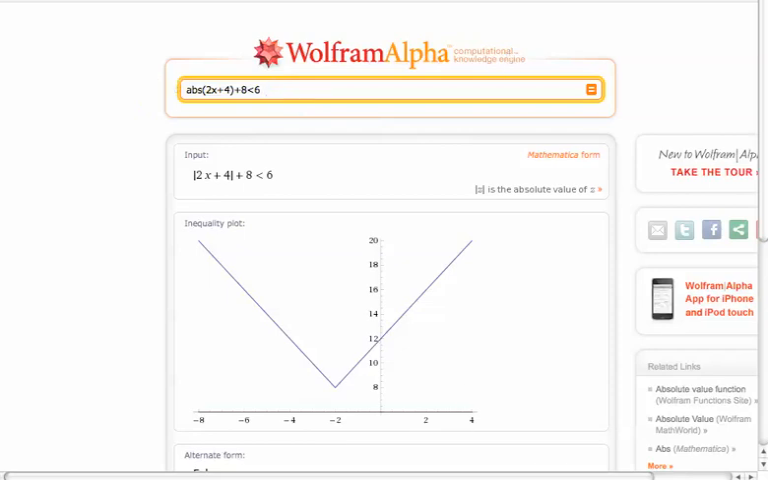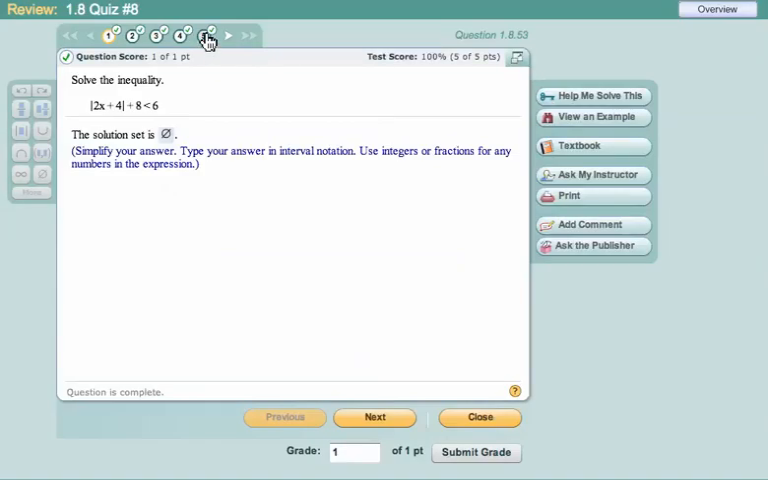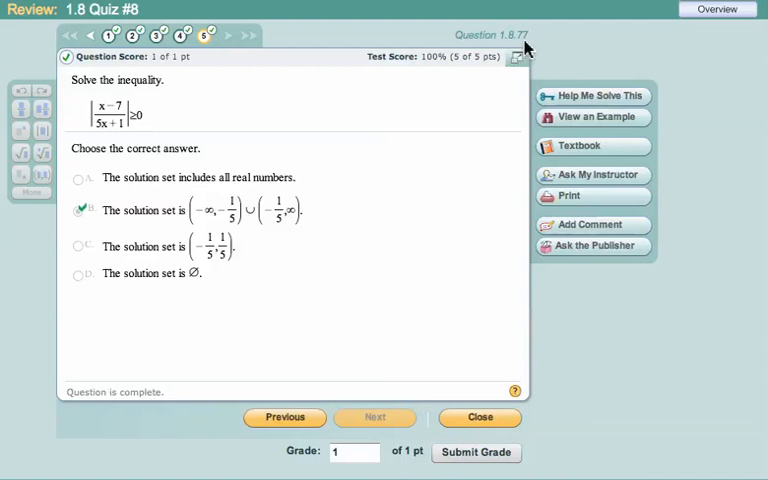Now for the other question people were having problems with. This one was 1.8.77. That's when we have the absolute value of this fractional expression, x minus 7 over 5x plus 1, is greater than or equal to 0. Now, they have the solution set as negative infinity to negative 1/5, union negative 1/5 to positive infinity. Basically, we're saying it's negative infinity to positive infinity, but it cannot be negative 1/5.